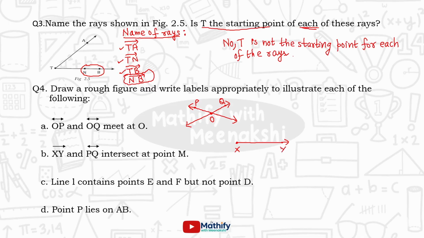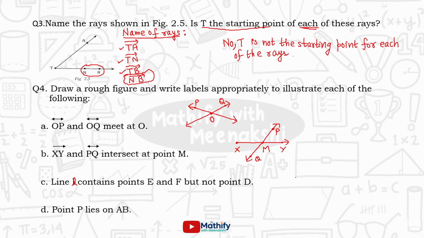XY. And next line is PQ. PQ. And they intersect at M. So this point is M. It's easy. Line L contains point E and F but not point D. I want to tell you one more thing here.